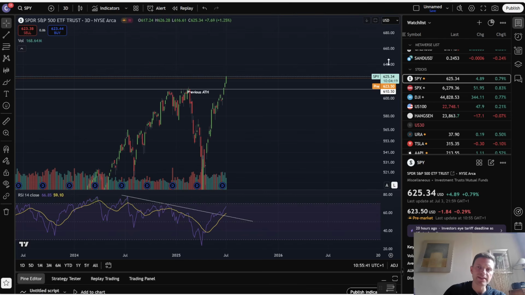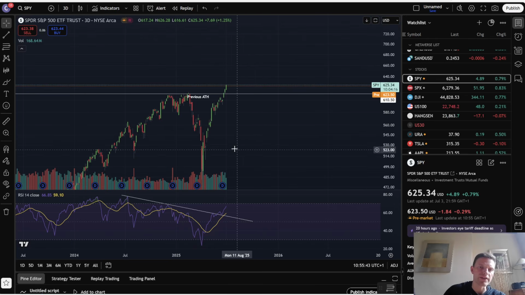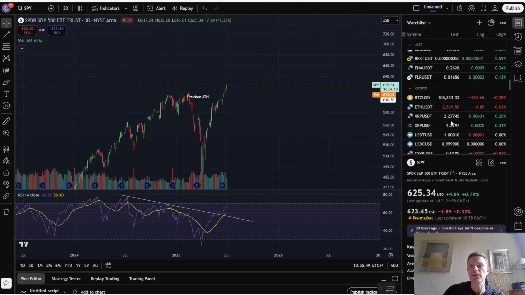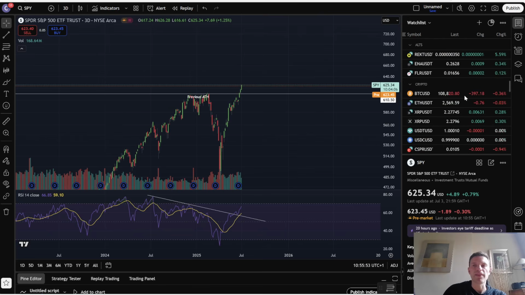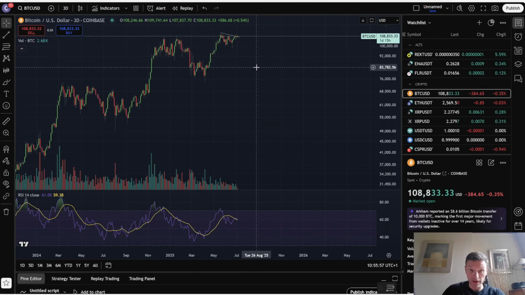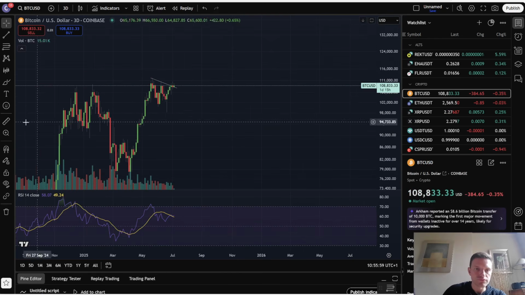So is this signaling, look, we're going into this parabolic phase of the market? Is risk on back on the table? And if so, when are we going to see this liquidity flow into crypto? I think if gold starts to pull back, that will be significant for crypto generally, and that's what I'll be looking for as more of a confirmation for crypto.